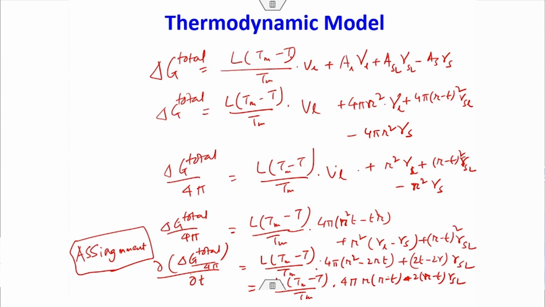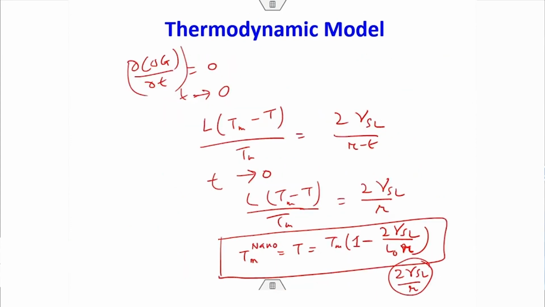And then by doing the calculation, you could show that where the thickness goes to very small, we arrive at the relationship for the change of melting temperature of the nanoparticle, that is Tm minus T actually. T nano is equal to Tm multiplied by 1 minus 2 gamma SL by L0 into R.